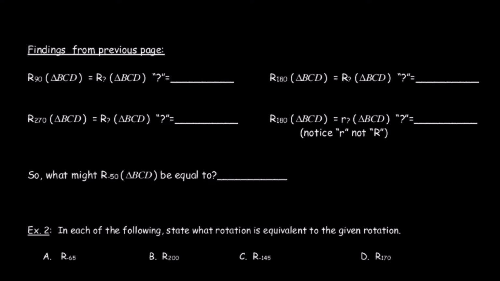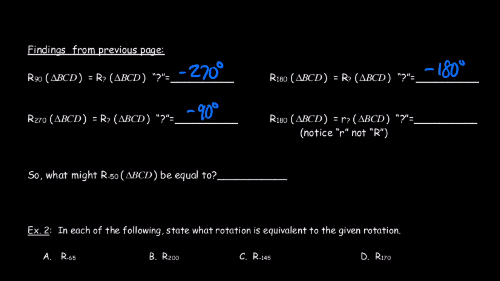Findings from the previous page. A rotation of the original triangle of 90 degrees equals what rotation of BCD? Well, a positive 90 we said was equivalent to a negative 270. And we said a 180 is the same as what? Well, we said that was the same as negative 180. We also said a 270, so if I go positive 270, that's the same as a negative 90.